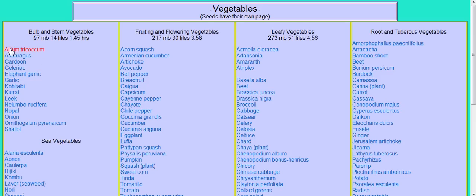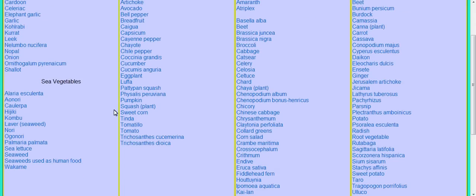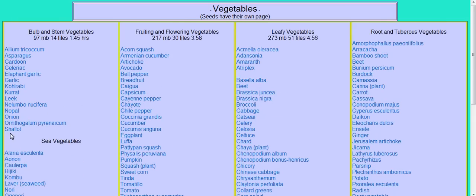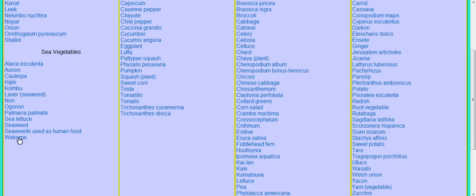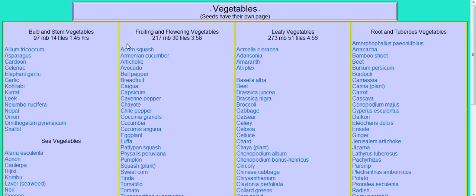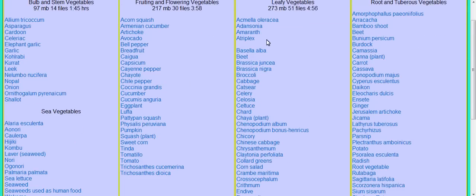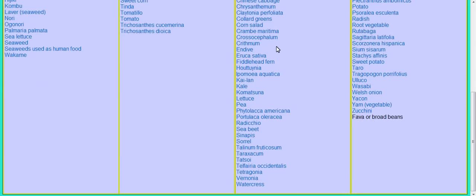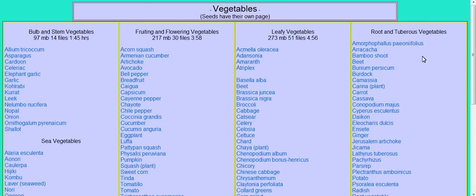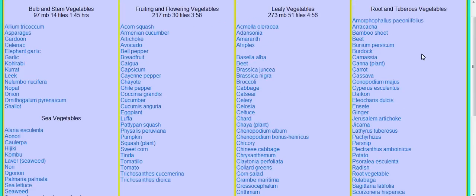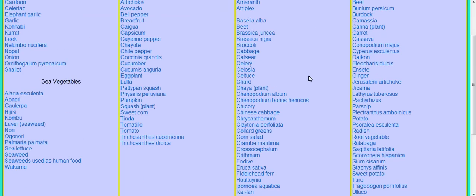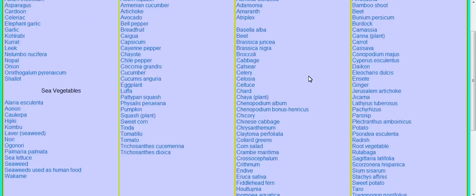So asparagus is one of those. So onion is, and so you can see which fruits are related to which fruits. And then these are all the sea vegetables, and these are all the fruit and flowering vegetables, and all of the leafy vegetables. There's lots of leafy vegetables, and these are all the root and tuberous vegetables. So it's interesting to know that all of the vegetables in the world, you can see them all on the same page at the same time.